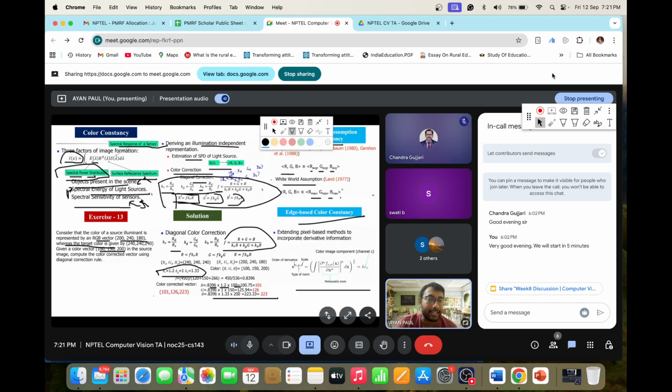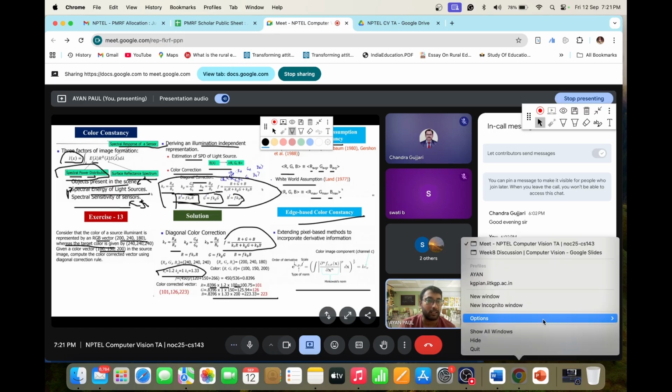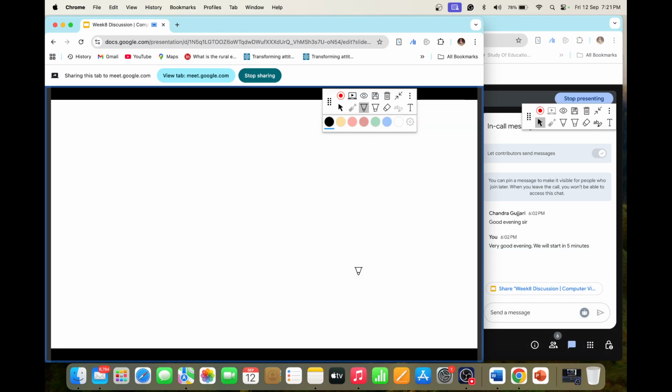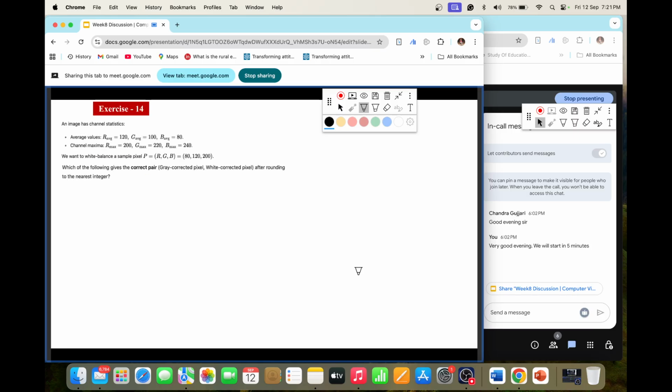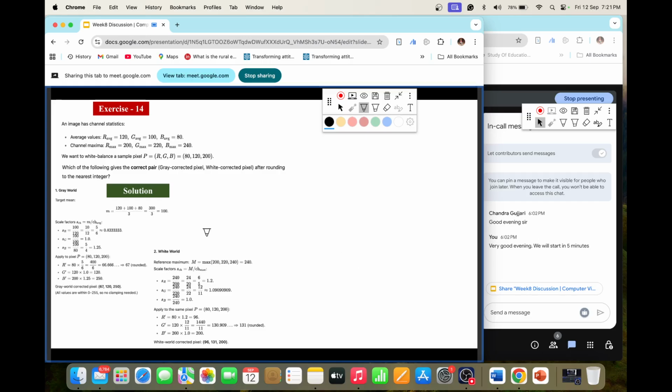This diagonal color correction is very important, that always comes. So you always have to remember how we can solve this diagonal color correction question. And then let me show you the other two questions. These are not very important but can come, so better you should know how to solve them.